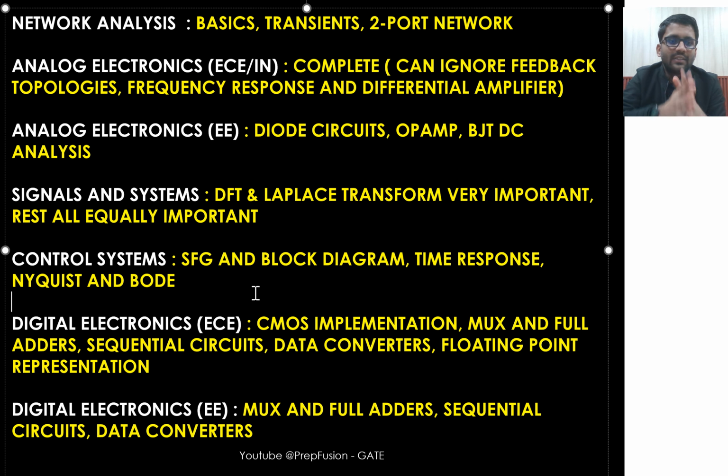Now in analog electronics, complete analog electronics is very important, especially for EC and instrumentation students. I am telling this for EC and instrumentation only. For electrical, I will tell later on. So complete analog electronics is important. It will come for at least 12 to 13 marks, so you cannot drop analog electronics at all. My high recommendation is that you should not drop analog electronics at all.